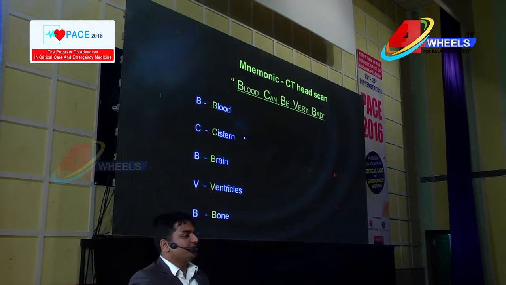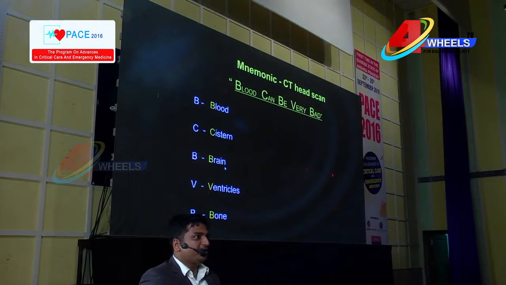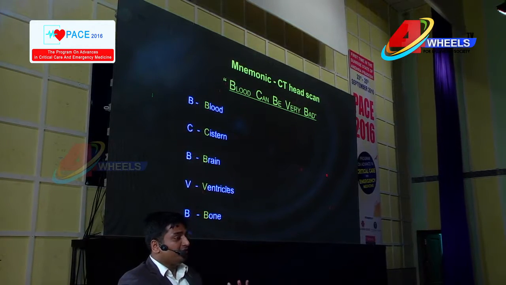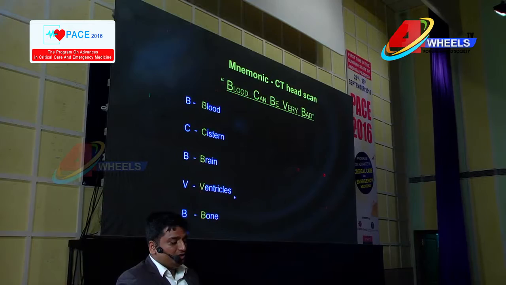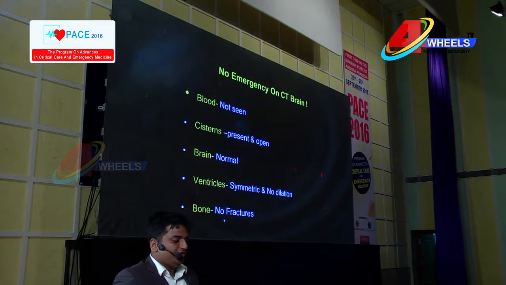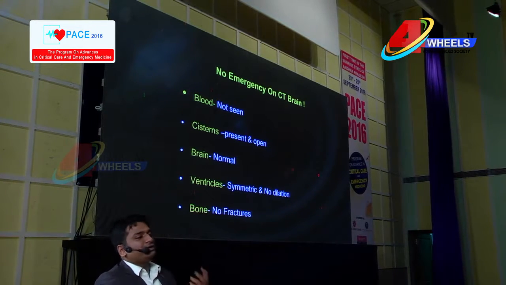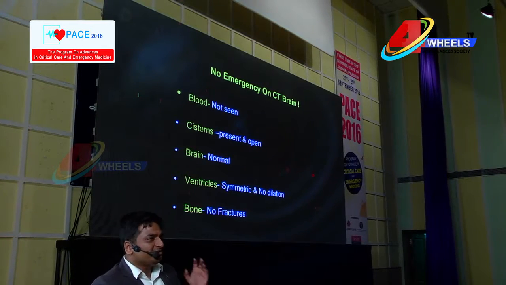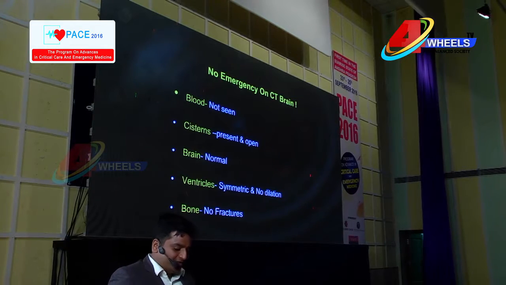Then look at cisterns, whether they are seen or not seen. Brain parenchyma, whether it has cerebral edema or not. Then ventricles, whether they are dilated or not. Then you look at skull fractures. If none of these are there, then you can take it as there is no emergency on a CT, and you can safely take calls from the neurosurgeon.